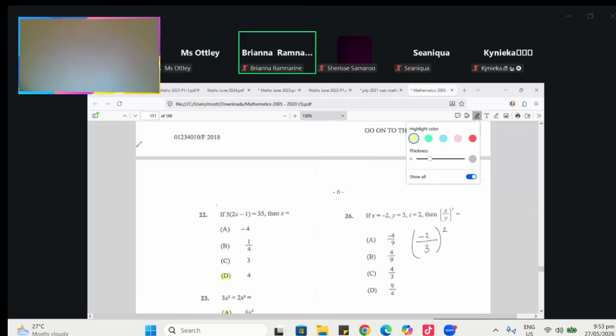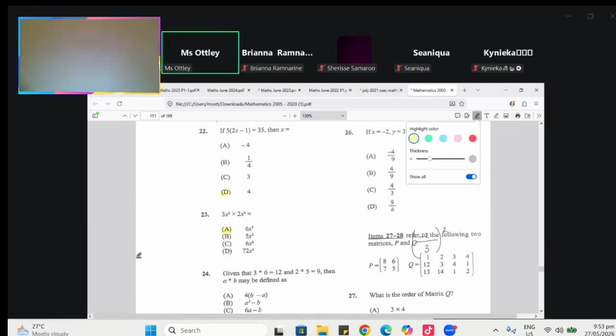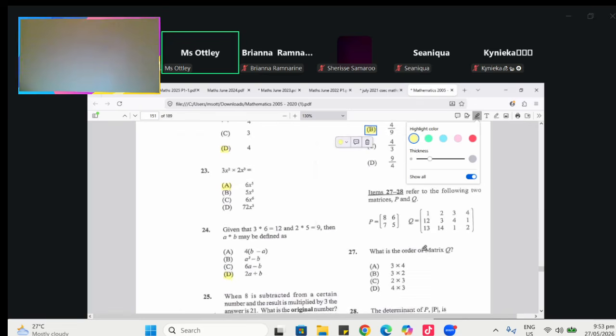All right. If x is -2 and y is 3 and t is equal to 2, we need to work it out. So let's do the substitution. We have -2 over 3 to the power of 2. What is my answer? B. So do the substitution in order to figure out your answer.